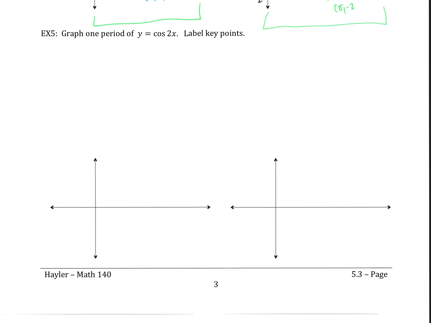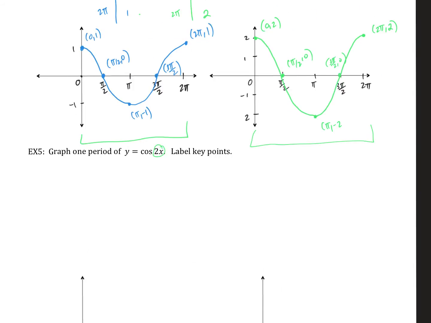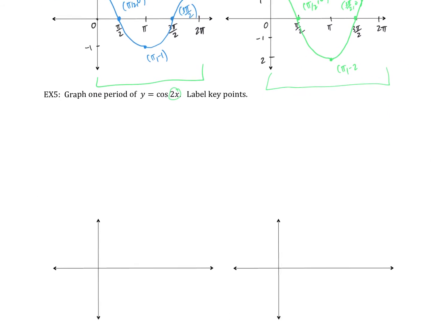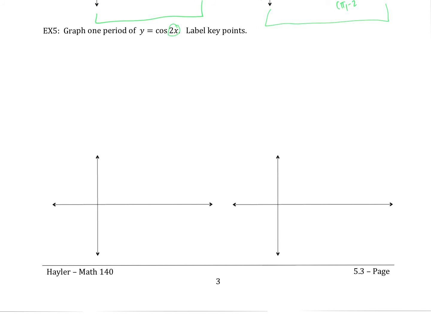Example 5. Alright, so we have graphing one period of y equals cosine of 2x. Oh, interesting. So the 2 this time is inside with the x instead of outside like we had earlier. So when it was outside, that was an amplitude change, so we multiplied the y values. Now we have the 2 on the inside, so how does that change? Well, first off, we're going to get really good at graphing the parent functions. So go ahead, pause the video, try graphing the parent function, and check back in with me in a second.